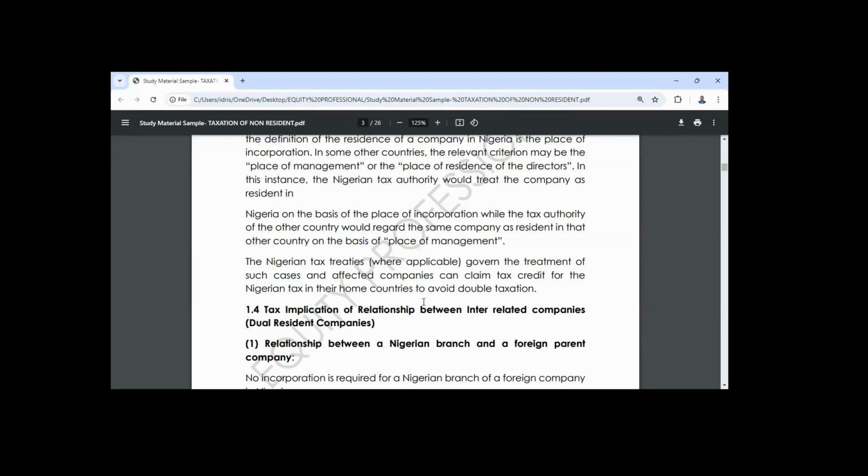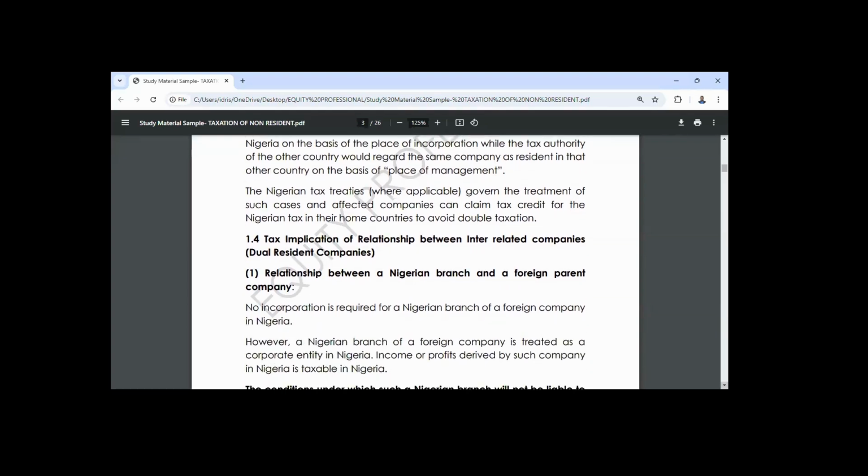First and foremost, the one we want to look at first is the relationship between a Nigeria branch and a foreign parent company, or I can call it foreign head office. We want to look at the tax implication of a situation whereby the head office of a company is in another country, and they now have a branch in Nigeria. So, the relationship between a Nigeria branch and a foreign parent company. That foreign parent company, you can use it as foreign head office.